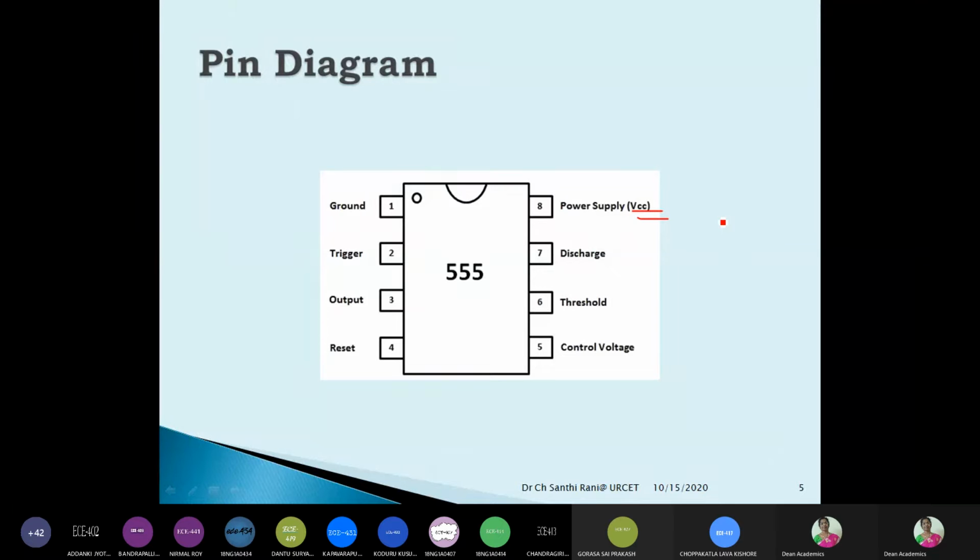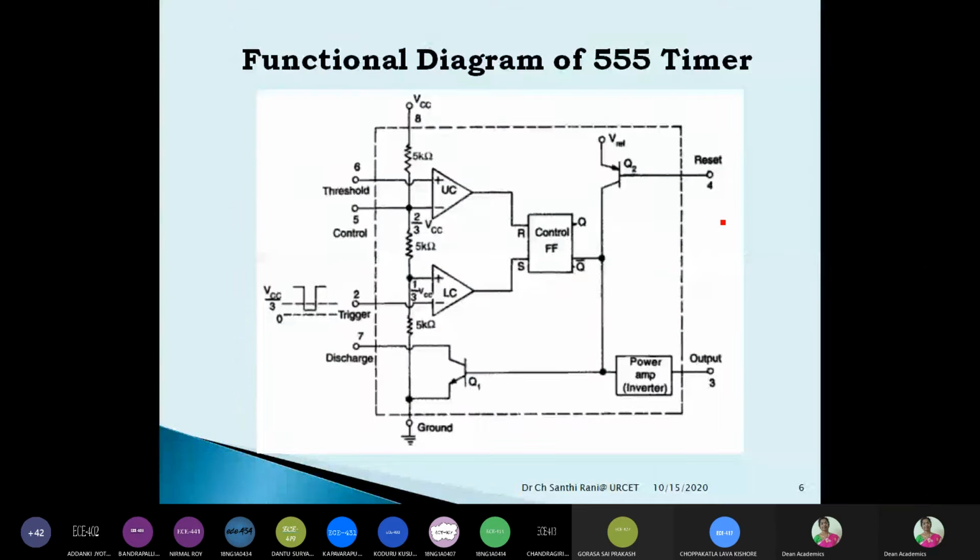Then this is what about the pin diagram, right? And now let us see the functional diagram of the 555 timer, right? When I am explaining about this diagram, you will understand its meaning. Once you understand the meaning of this diagram, you feel that it is a very simple diagram, right? But immediately when you see it at a glance, right?